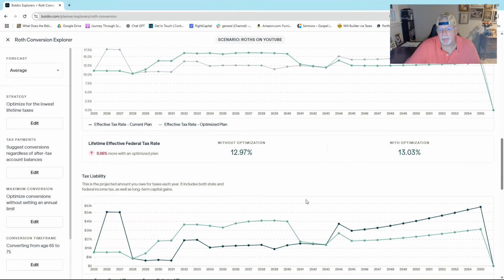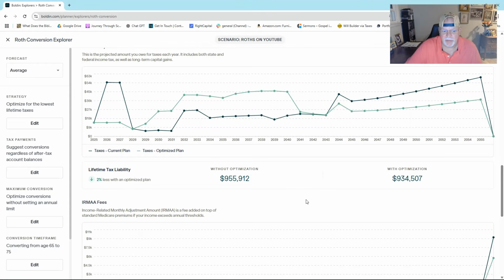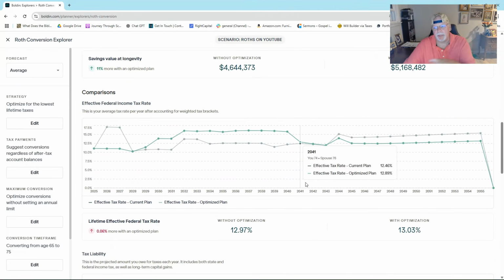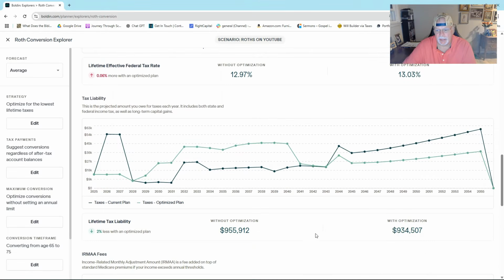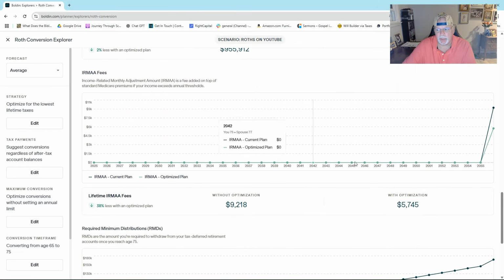So I guess I'm kind of playing a gambling game here a little bit, right? Because it's saying if taxes go up, this will be a good thing because I'll be doing the Roth conversions. But if I just let it rip now, it does look like I'm going to pay a little more in taxes, which I'm kind of okay with. So it'll show you the tax liability. It'll show you if you have any IRMA fees.